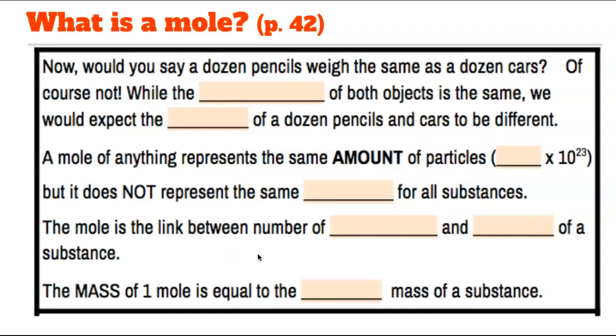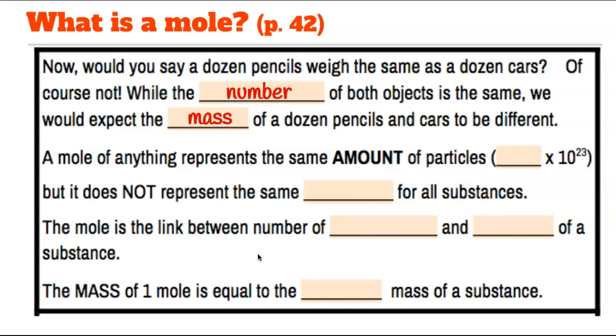Now, would you say a dozen pencils weighs the same as a dozen cars? Of course you wouldn't. While the number of objects is the same, a dozen pencils is 12 pencils and a dozen cars is 12 cars, we would expect that the masses of these dozens would be different. The mass of a dozen cars is much bigger than the mass of a dozen pencils.